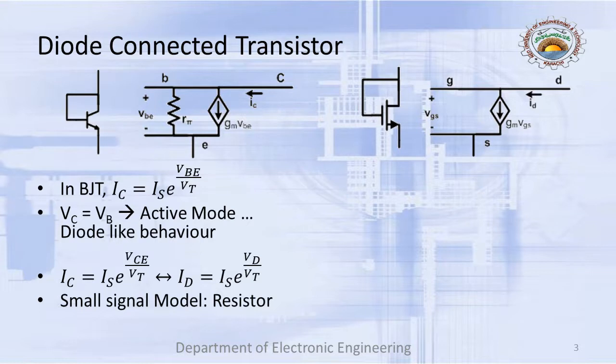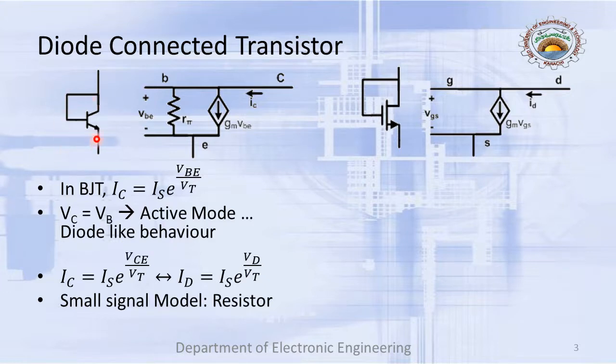Now let's consider a transistor with an active load, and the active load is actually an active device such as a diode or a transistor. As a first example, we are going to study the diode-connected transistor, and this is basically a legacy name from the times of the BJT.